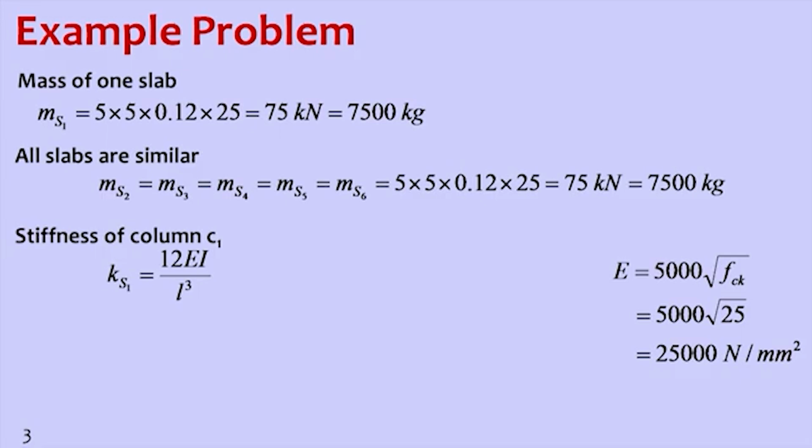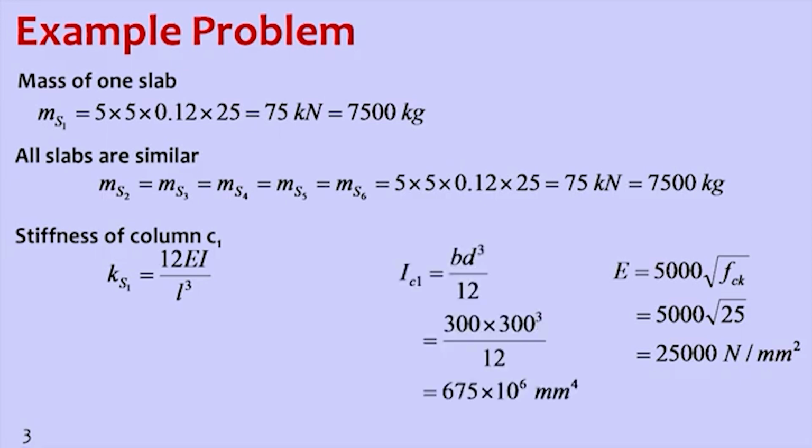So, E is calculated, which is nothing but the modulus of elasticity, and then I is the moment of inertia, because we have two kinds of columns, C1 and C2. For the C1 column, I is b d cubed by 12.